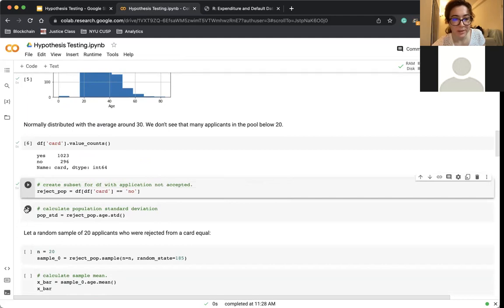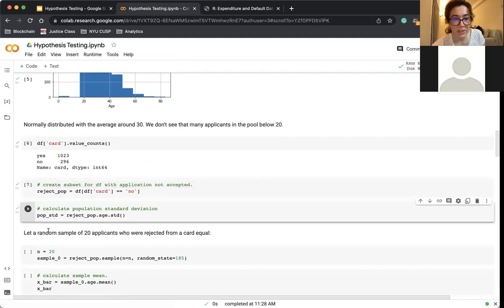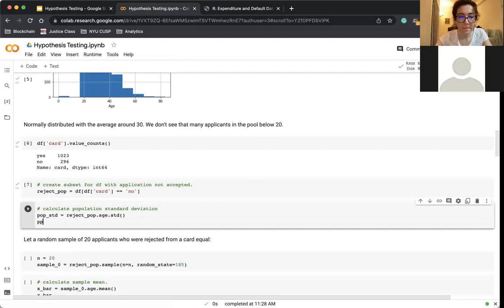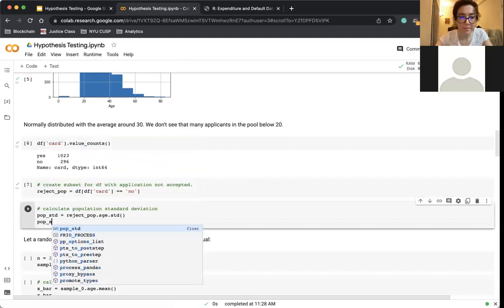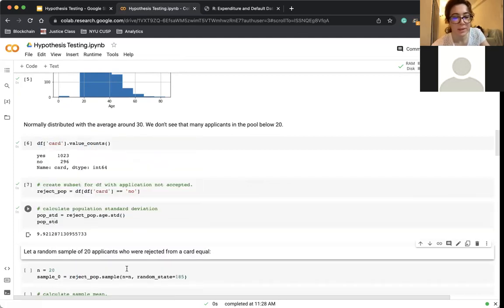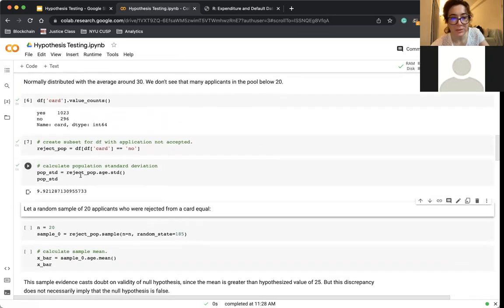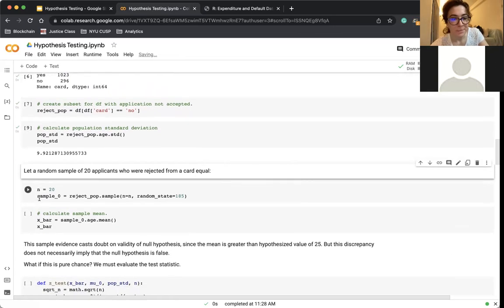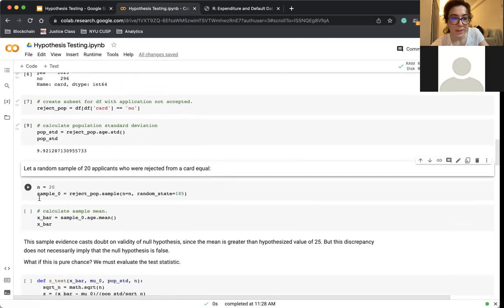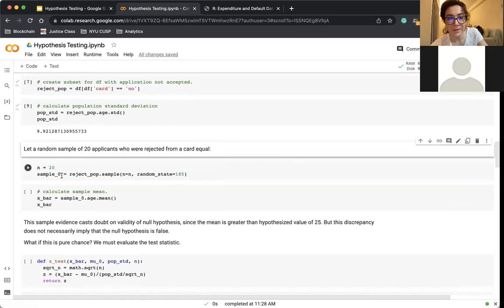So now let's look at this standard deviation. And let's just see what that is. So we see the population standard deviation of this rejecting subset is about 10 years, 9.9. So let's take a random sample of 20 applicants.